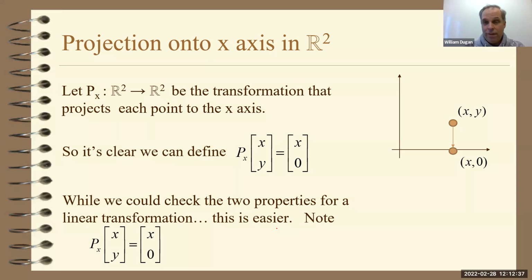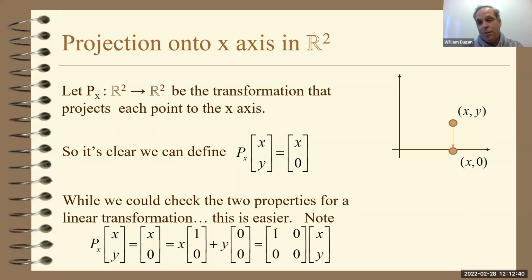So I'll just notice that the vector x0 can be written as a linear combination using x and y as the scalars and the vectors being (1, 0) and (0, 0). But we also remember that linear combinations can be represented by matrix multiplication. In fact, it's the matrix [1, 0; 0, 0] times the vector (x, y). So that makes it a matrix transformation.